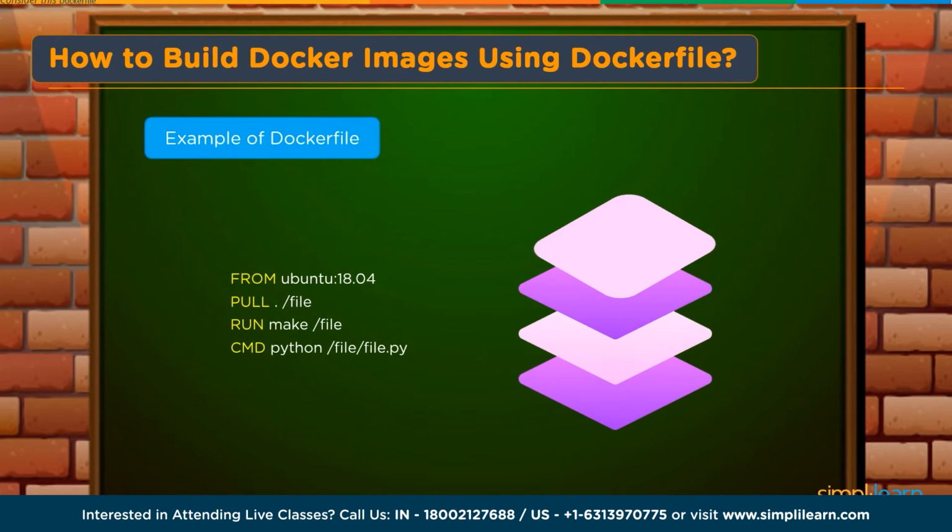Right, so this is a small example where we are using a base image as Ubuntu 18.04. We are using the FROM attribute to specify that we are going to use Ubuntu 18.04 here. Then we are pulling the file into the directory. We are transferring a particular file inside the Docker container, and then we are running a make command, and then the CMD attribute is there, using which we can run the command at runtime on the Docker container.